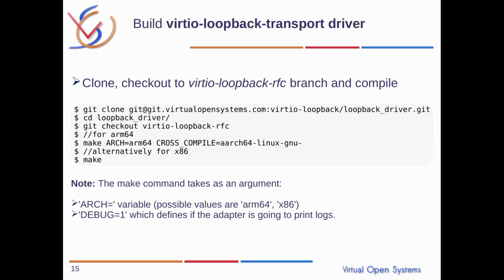The last component to build is the Virtio-Loopback transport driver. We continue with the exact same process. We clone the corresponding repository, check out the Virtio-Loopback RFC branch, and call the make command as before. We get the two known arguments, arch and debug. The only difference here is that if we want to cross-compile it, we need to define our own cross-compiler.